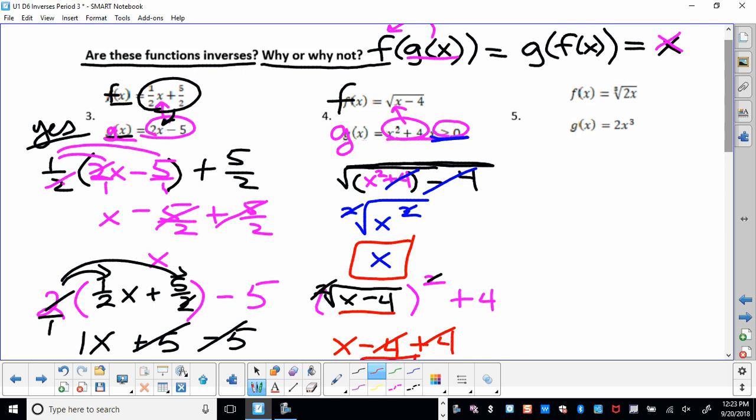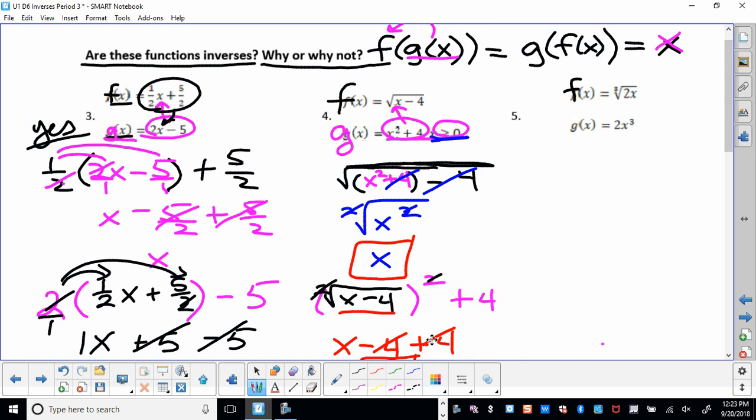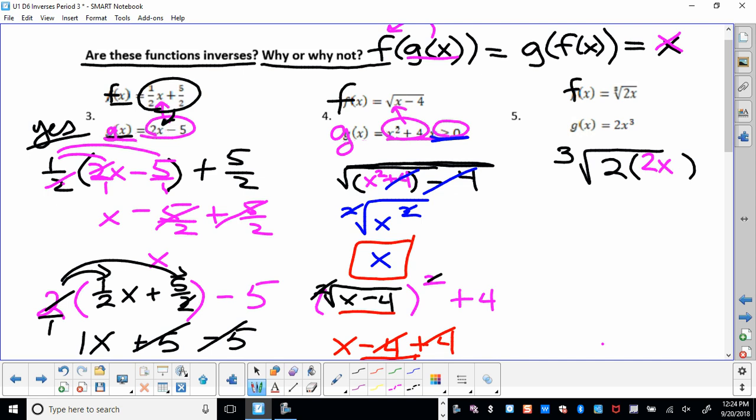Okay, so I'm going to go back to my color scheme here. So F is black and G is pink. All right, so I'm going to start writing F. So it's the cubed root of 2, and then for X, I'm going to put in whatever G is. So now G is 2x cubed. So I'm going to do what's underneath here first. So I'm going to simplify, get the cubed root, and then 2 times x cubed, so that would be 4x cubed.